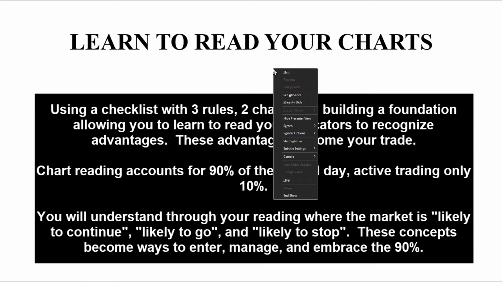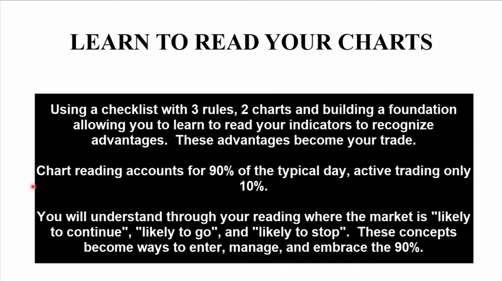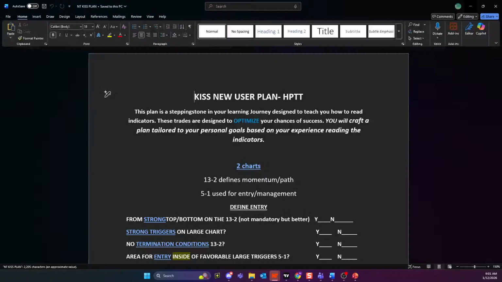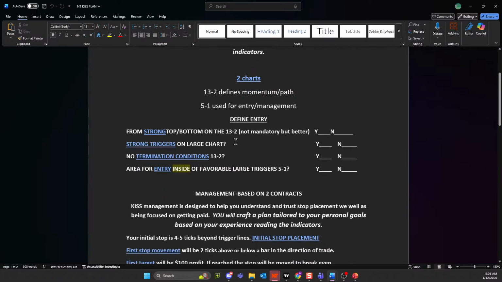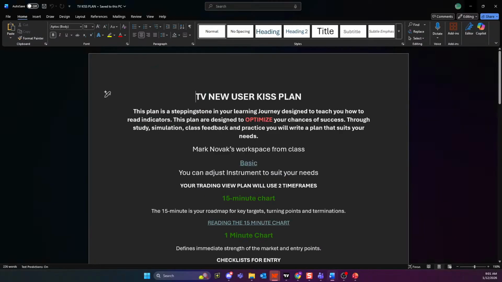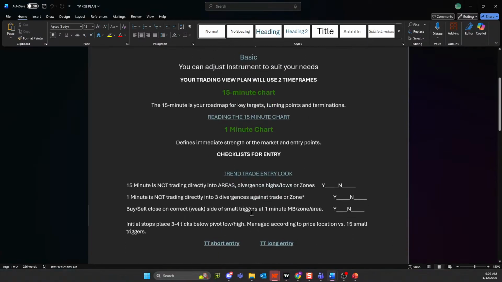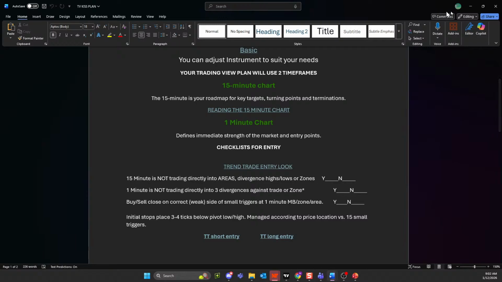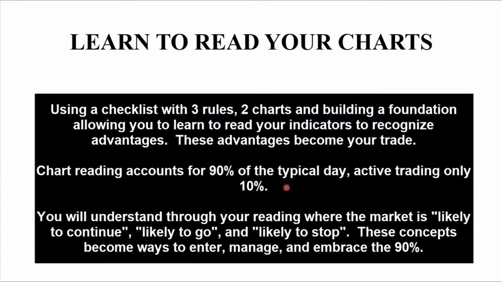And what we're going to do this morning is use a checklist. I'm going to hand everybody in the room a plan. The plan is a stepping stone in your learning journey. I will talk about NinjaTrader, so you'll have the NinjaTrader plan. It is a checklist for entry and how to help you manage it. If you're on TradingView, there's a TradingView plan. It's a checklist for entry and how you're going to manage it. So what we're going to do is use 3 rules, 2 charts, and you guys are going to build a foundation.